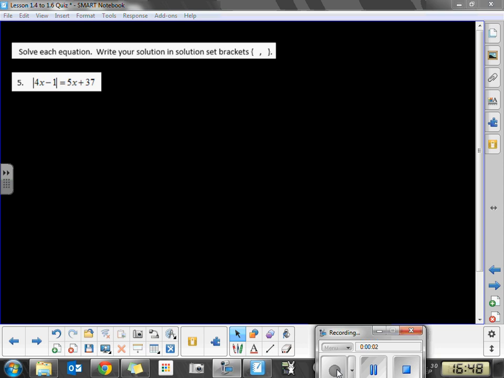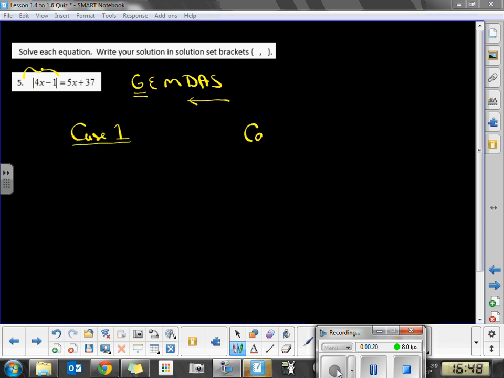Example 5, we have an absolute value equation where we're set to an algebraic expression. But if we keep thinking of our GEMDAS as our guide going backwards, we already have our grouping symbol isolated. So now what we have to do is break it into case 1 and case 2. As soon as you get your absolute value isolated, you've got to break it into 2 different cases, and then we can drop our absolute value.